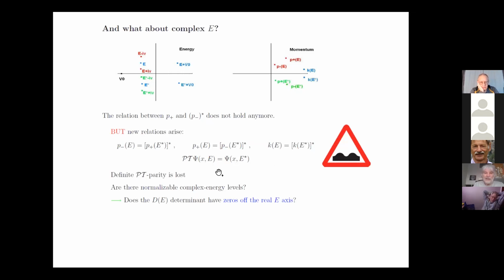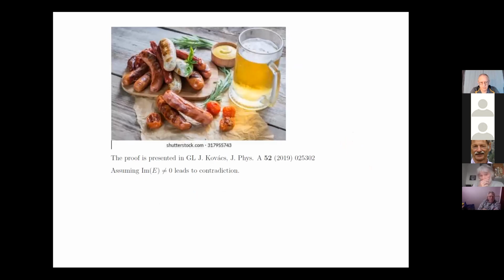So definite PT parity is lost, and here comes the question. Are there normalizable complex energy levels? So this means that you have to extend your search for zeros of this determinant, which determines your energy eigenvalues, to the whole complex domain. So the question is whether there are any zeros of this function outside the real axis. And this paper, which I was citing, explains it in detail. Here I skip the details.